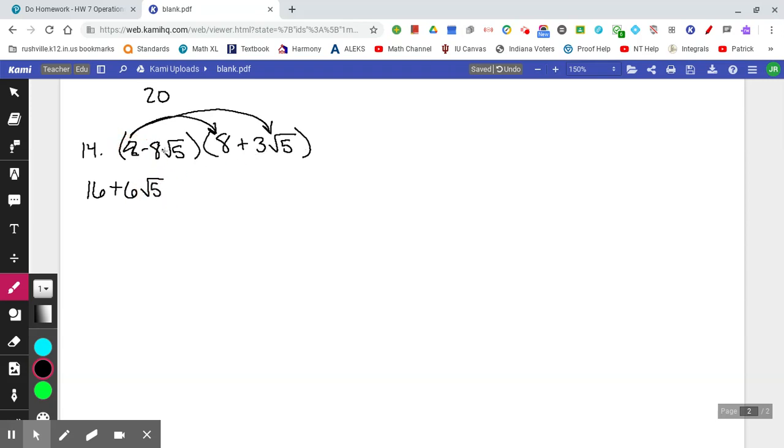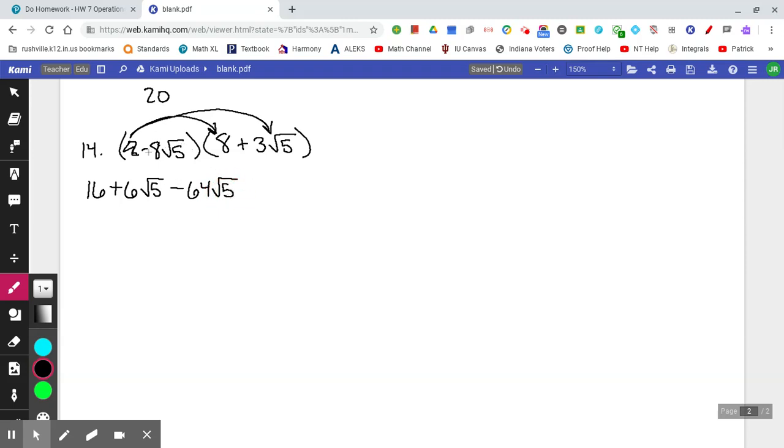Okay, now I'm going to distribute the minus 8 square root of 5. So negative 8 square root of 5 times positive 8. Negative times a positive is a negative. And then 8's not under a radical. This 8's not under a radical, so I multiply them. So 8 times 8 is 64. And then I attach the square root of 5.